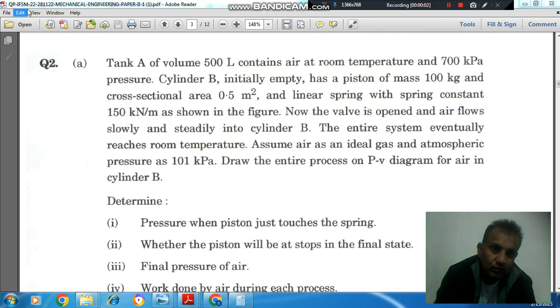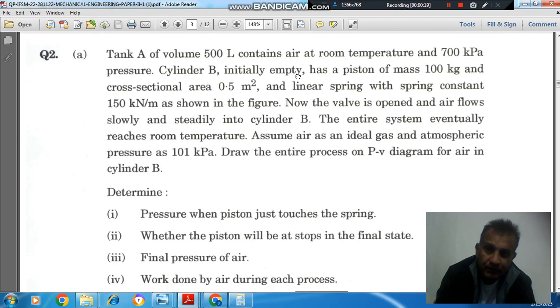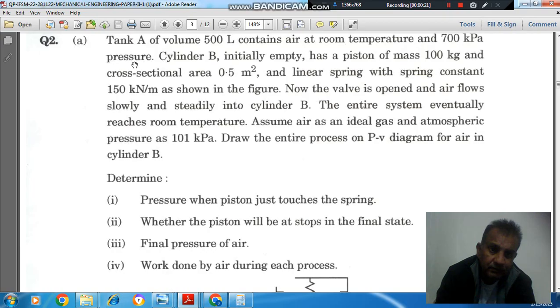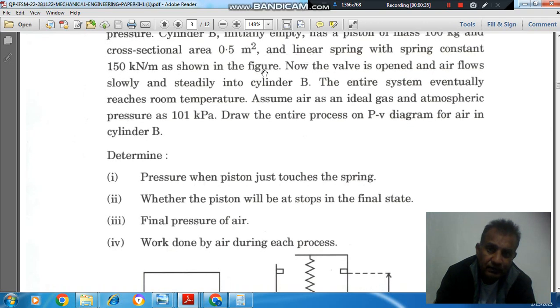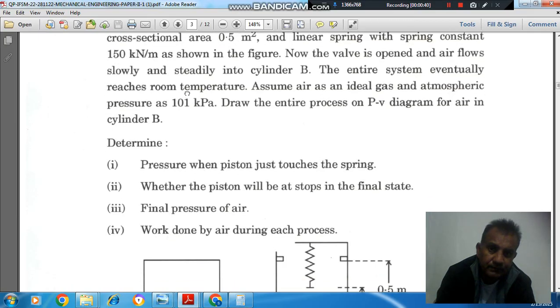Hello, welcome again. We are solving Indian Forest Services Mechanical Engineering paper 2 of year 2022. Question number 2A: tank A of volume 500 liter contains air at room temperature and 700 kPa pressure. Cylinder B is initially empty and has a piston of mass 100 kg and cross-section area 0.5 meter square, and a linear spring with spring constant 150 kN per meter as shown in the figure.